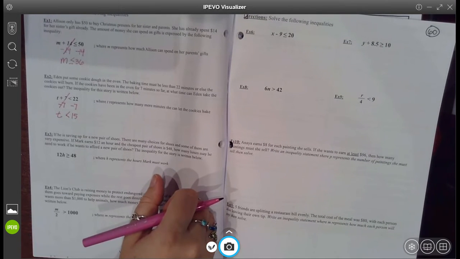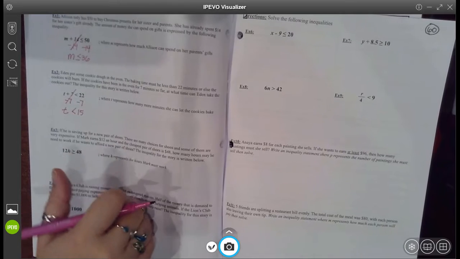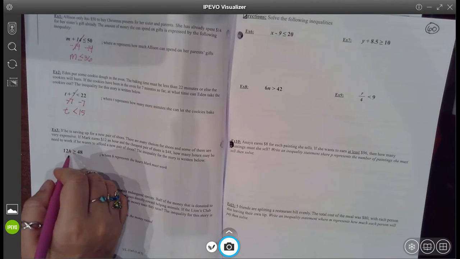Okay, so what are you trying to do? You're trying to get shoes for $48. How much does he make? He makes $12 an hour. So you multiply how much he makes times however many hours he works, and that represents how much total he's going to make.